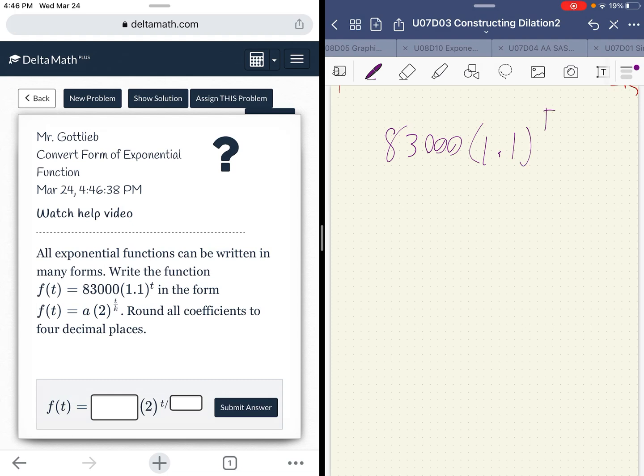but our final answer wants to be written in, a is always 8,300, by the way. That's never going to change. Oh, did they want it to be written as 2? Oh, interesting. They have a very interesting way they want us to write this example. They want us to change the 1.1 to a 2. I haven't even really seen an example like that before.